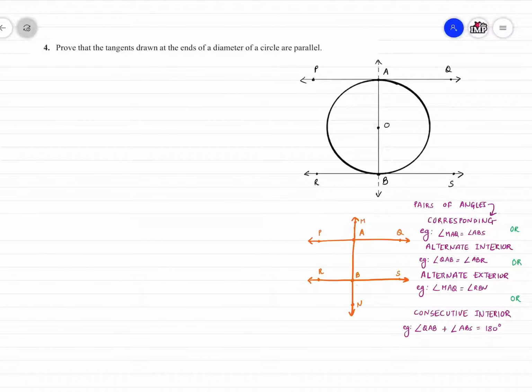Alright, so we are looking at problem sum 4 from exercise 10.2 in this video. Let's begin with the problem statement. Prove that the tangents drawn at the ends of a diameter of a circle are parallel.